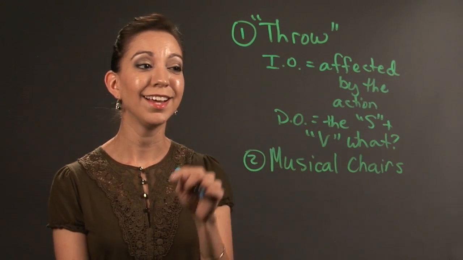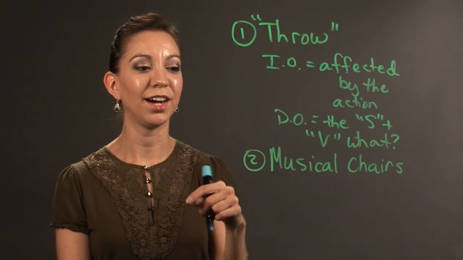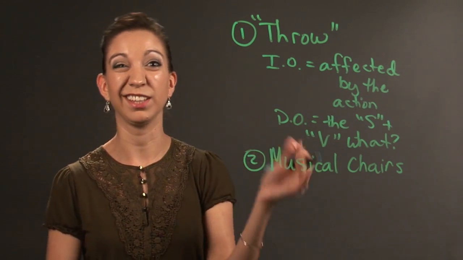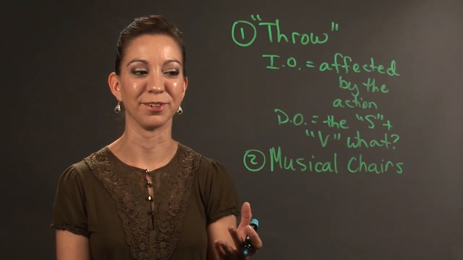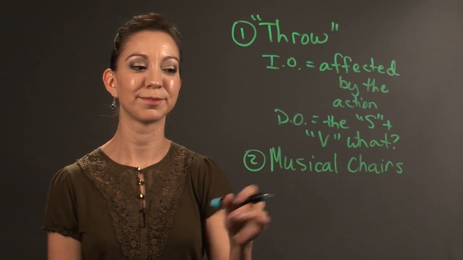If they get it right, they can control the music for the next round when the kids start going around in a circle. It gets pretty active. If they get it wrong, then they're out and they can't play musical chairs anymore. So they really want to know what a direct object is and indirect object is before they play this.